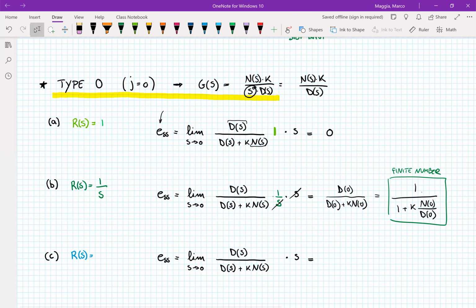What if we make the input a little bit more aggressive? Now, instead of having it a constant, we'll have it equal to a ramp, so 1 over s squared. Well, if we do that, this squared goes away with this s, but now if s goes to 0, the denominator goes to 0, making ess, that is the steady state value, infinite.